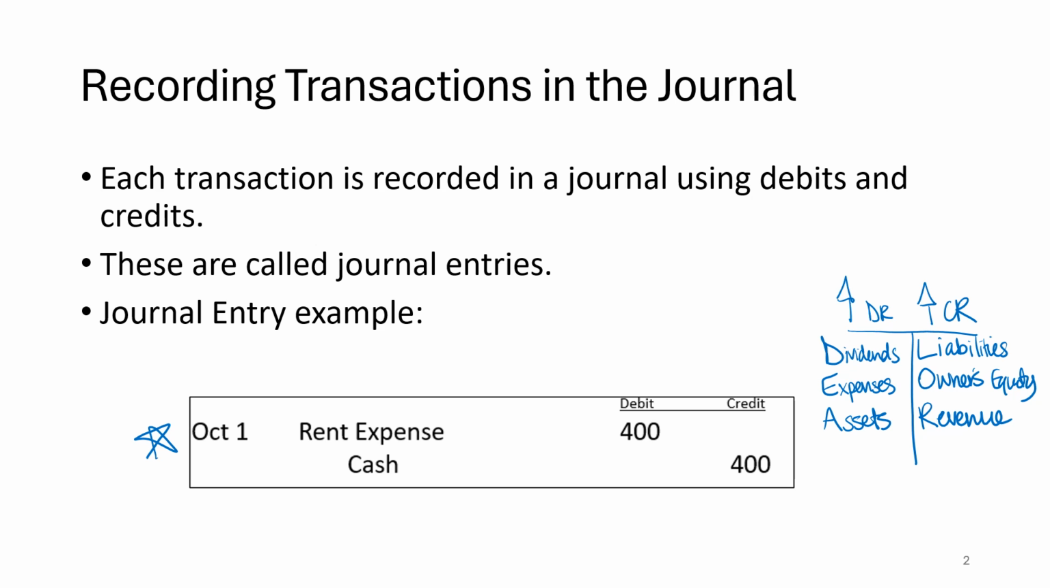So when a company is paying rent, we have rent expense. Anytime you are recording an expense, it will be a debit to the expense account. So the account is rent expense and it is being debited for $400. Cash is an asset. Assets are also increased with a debit. But if you're paying cash out for rent expense, your cash is not increasing, it's decreasing. So to show a decrease in cash, you credit cash for $400.